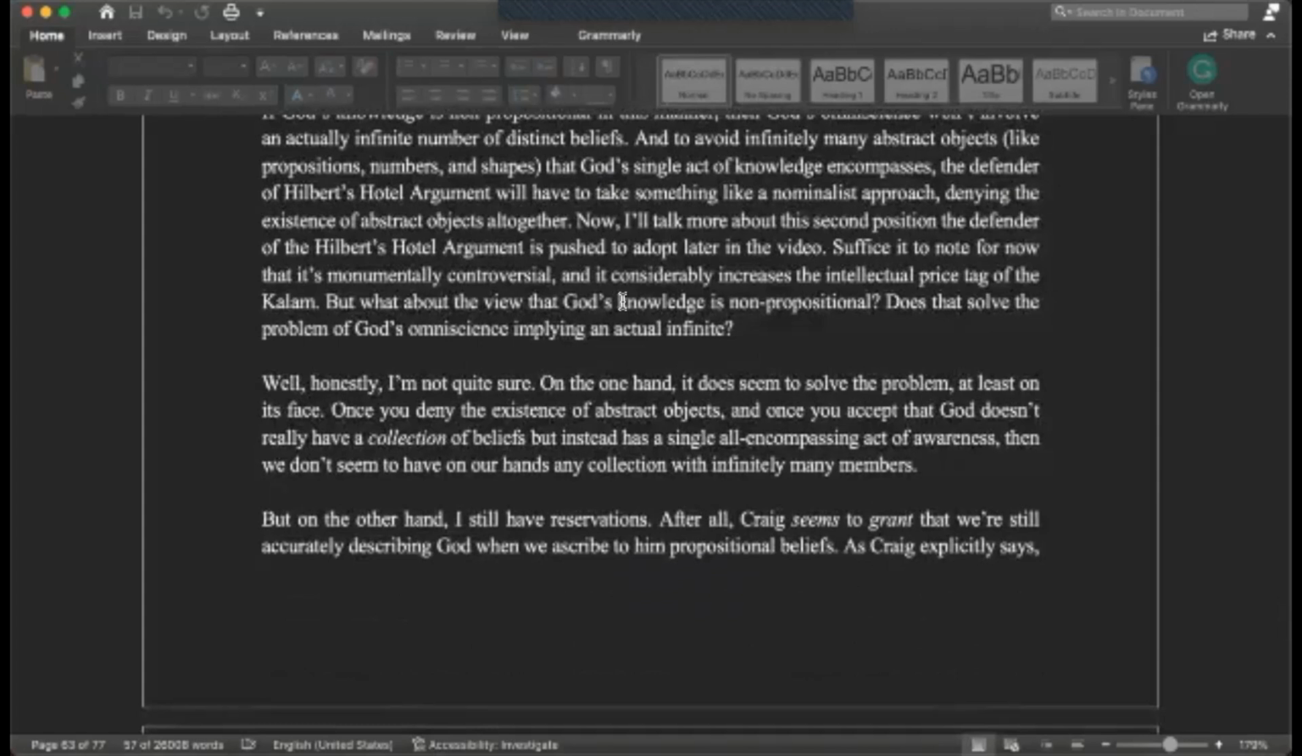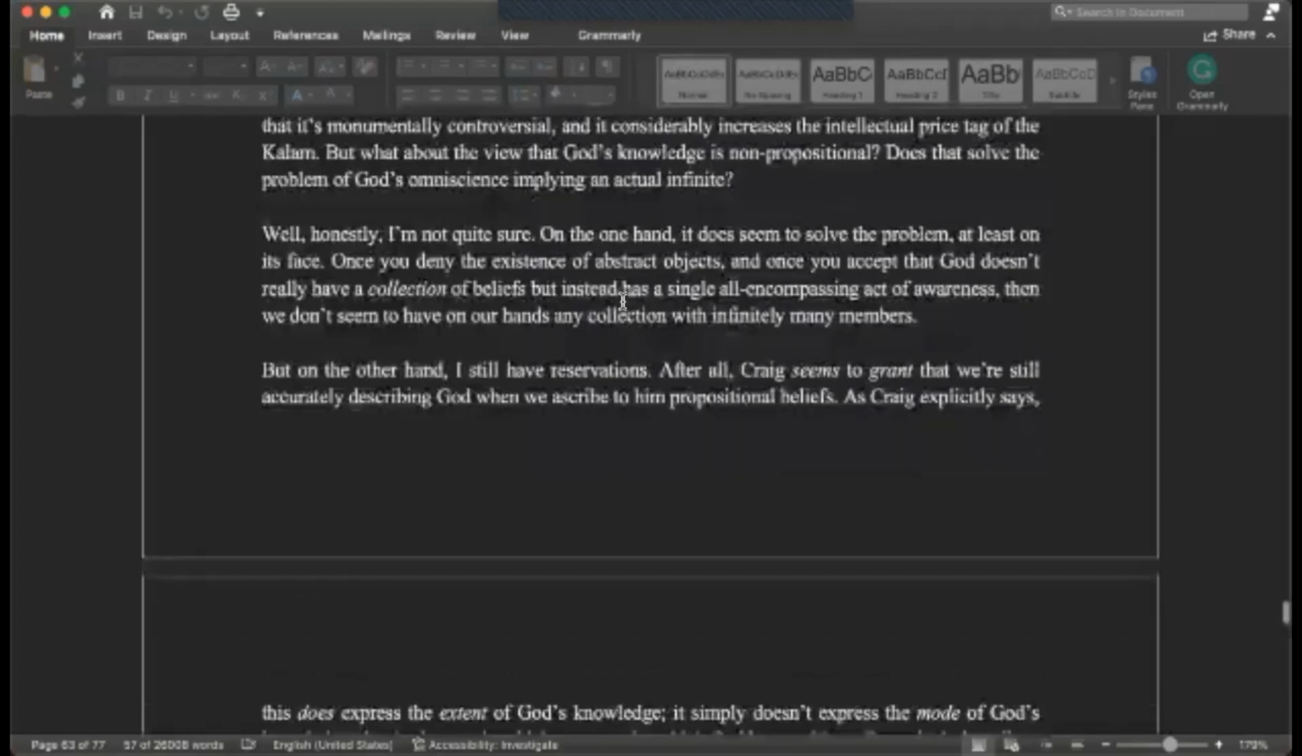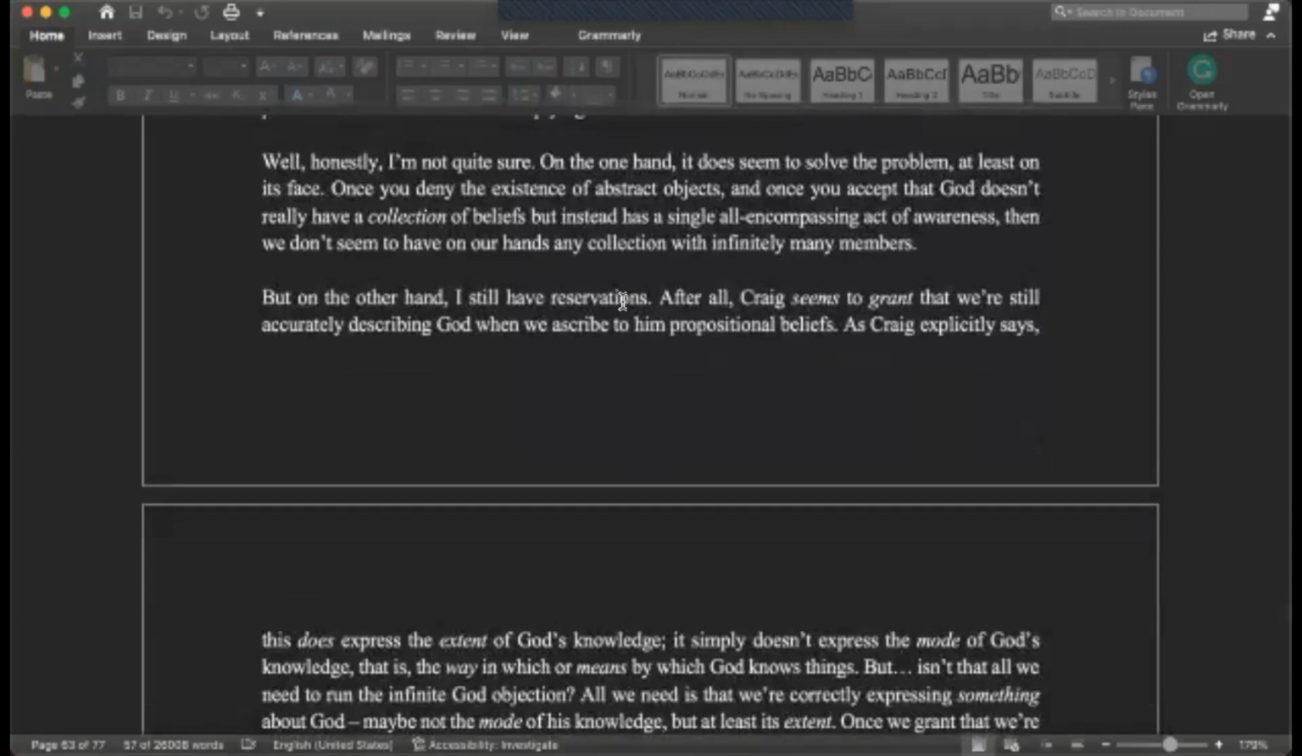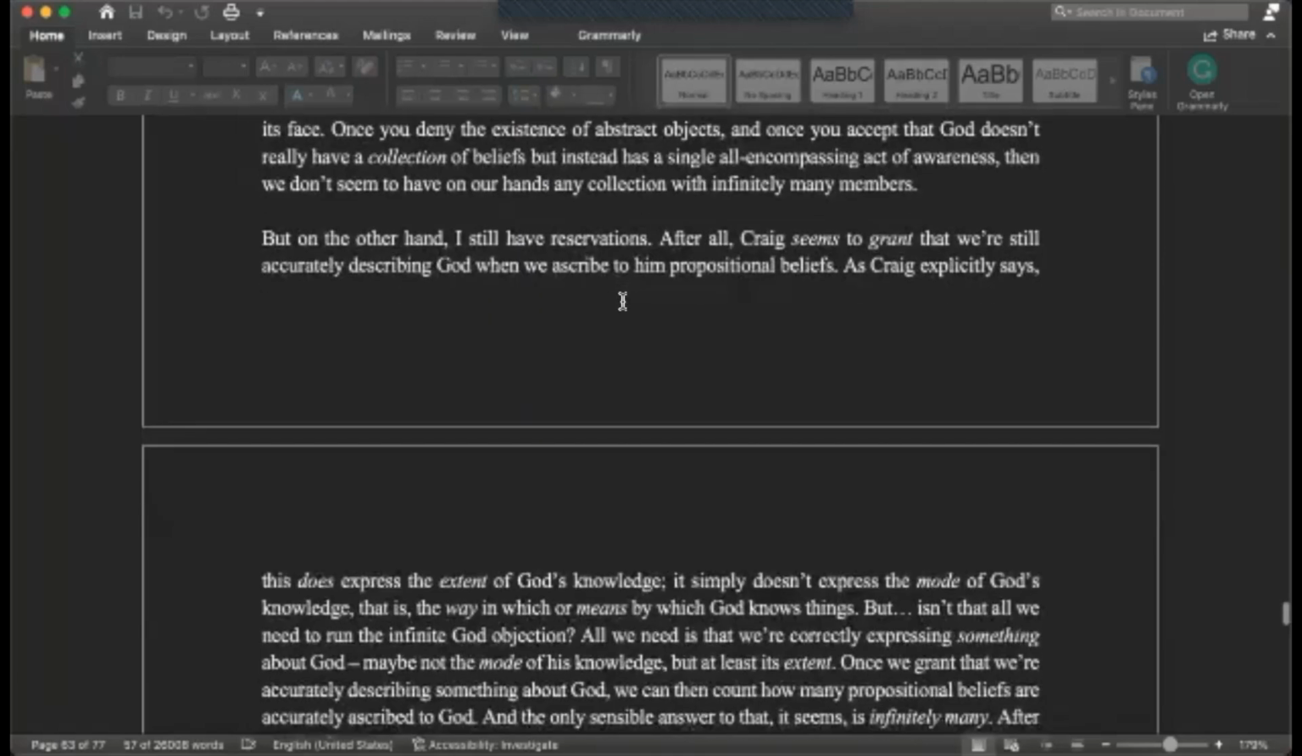After all, Craig seems to grant that we're still accurately describing God when we ascribe to him propositional beliefs. As Craig explicitly says, this does express the extent of God's knowledge, right? It simply doesn't express the mode of God's knowledge, that is, the way in which, or means by which, God knows things. But isn't that all we need to run the infinite God objection, right? All we need is that we're correctly expressing something about God. Maybe not the mode of his knowledge, but at least its extent, right?